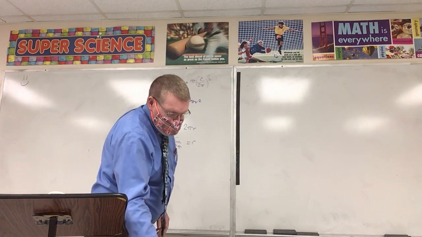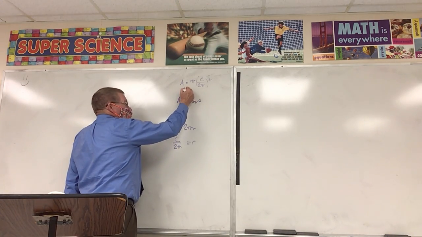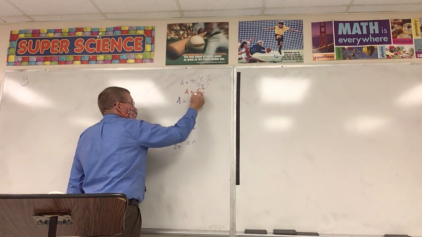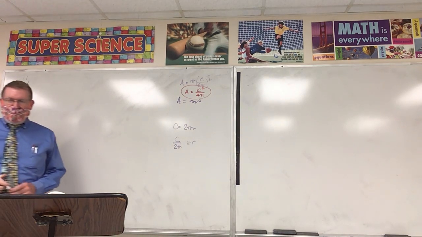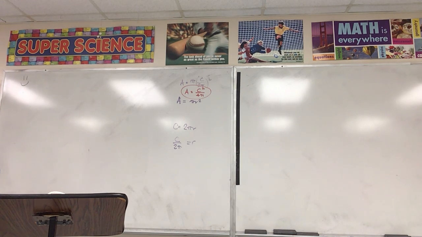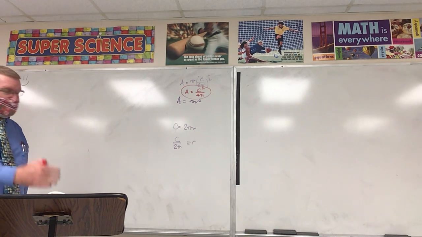Okay, that makes sense. So now I'm going to simplify. A equals C squared over 4 pi. And that's what they want for the first one. They're going to tell you, I want this function in terms of this variable. So they say we want the area in terms of circumference, so we had to get rid of the r.